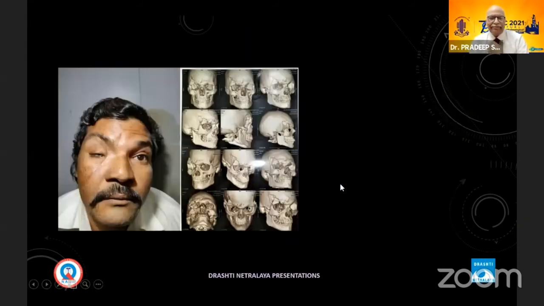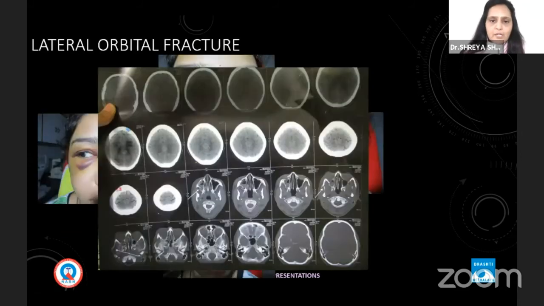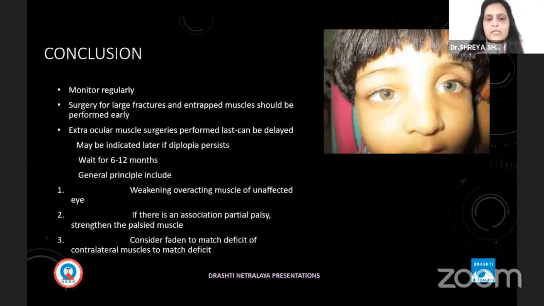This is the last slide, sir. And this is a true enophthalmos where we needed to do all kinds of surgeries, including ptosis and volume augmentation surgery. So I'll conclude with that.